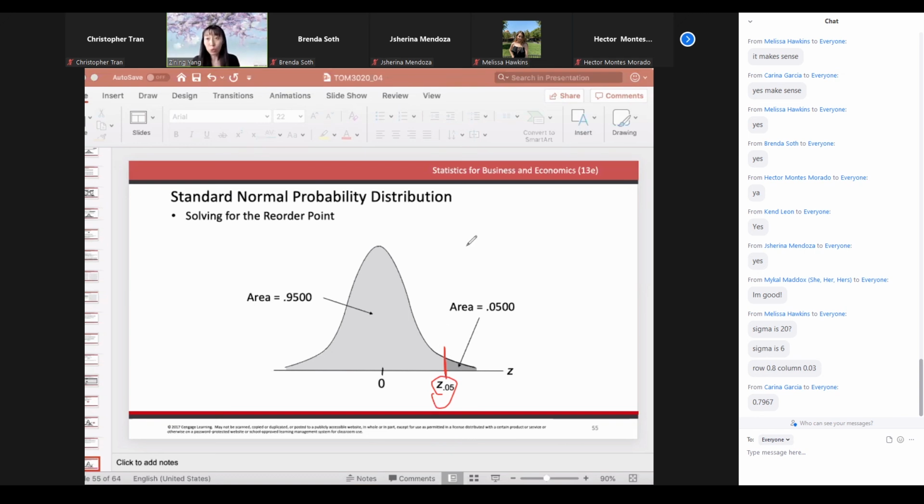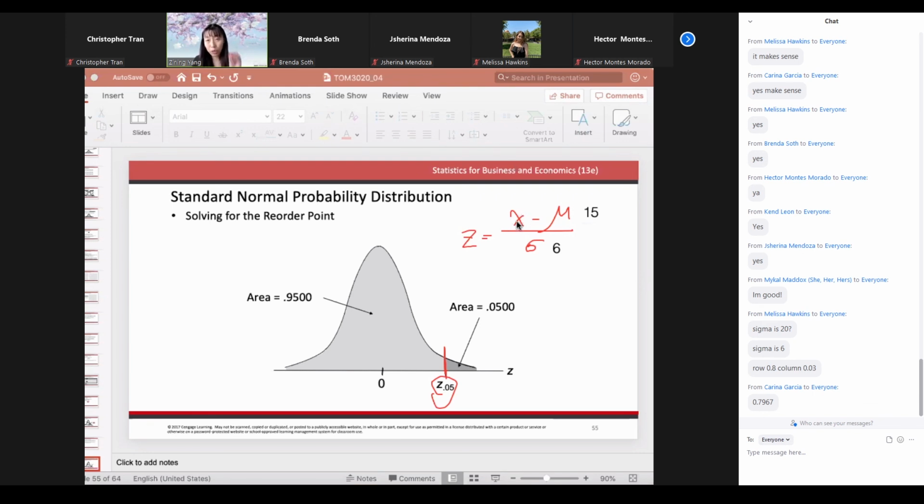But how do we calculate the x value? All we can know is that the x value is part of the z-score calculation. We know z equals x minus mu divided by sigma. And Melissa just told us earlier that sigma was 6 and mu was 15. So 2 of the components we already know.